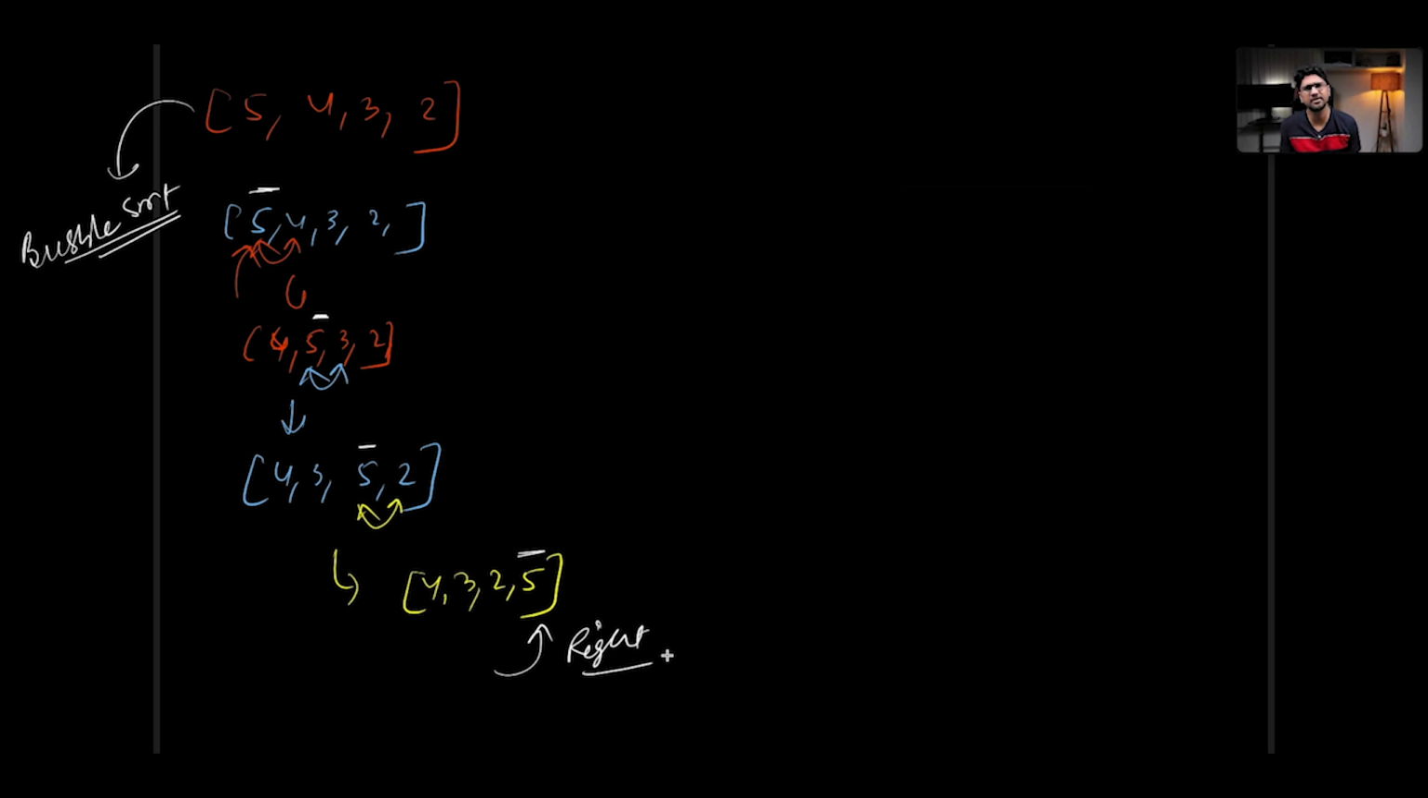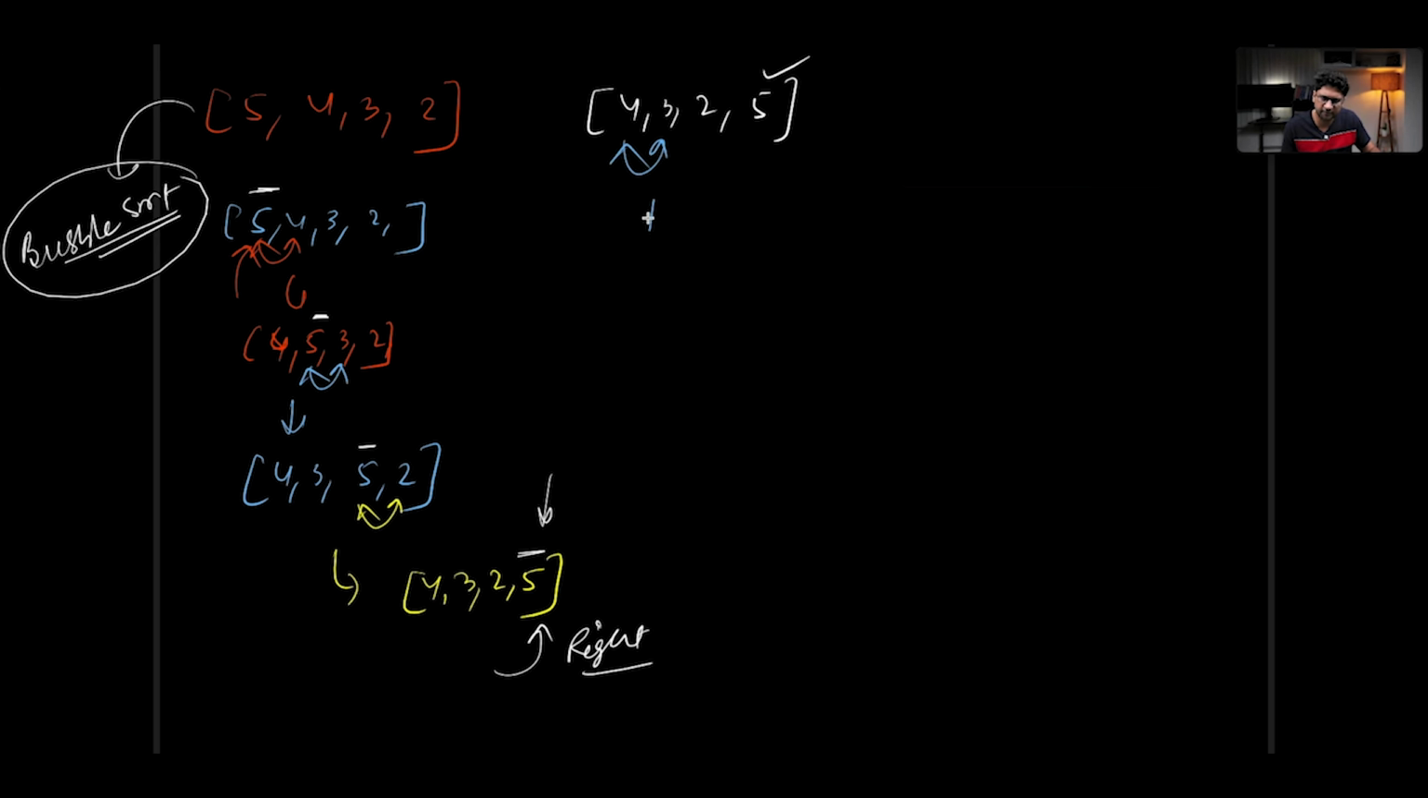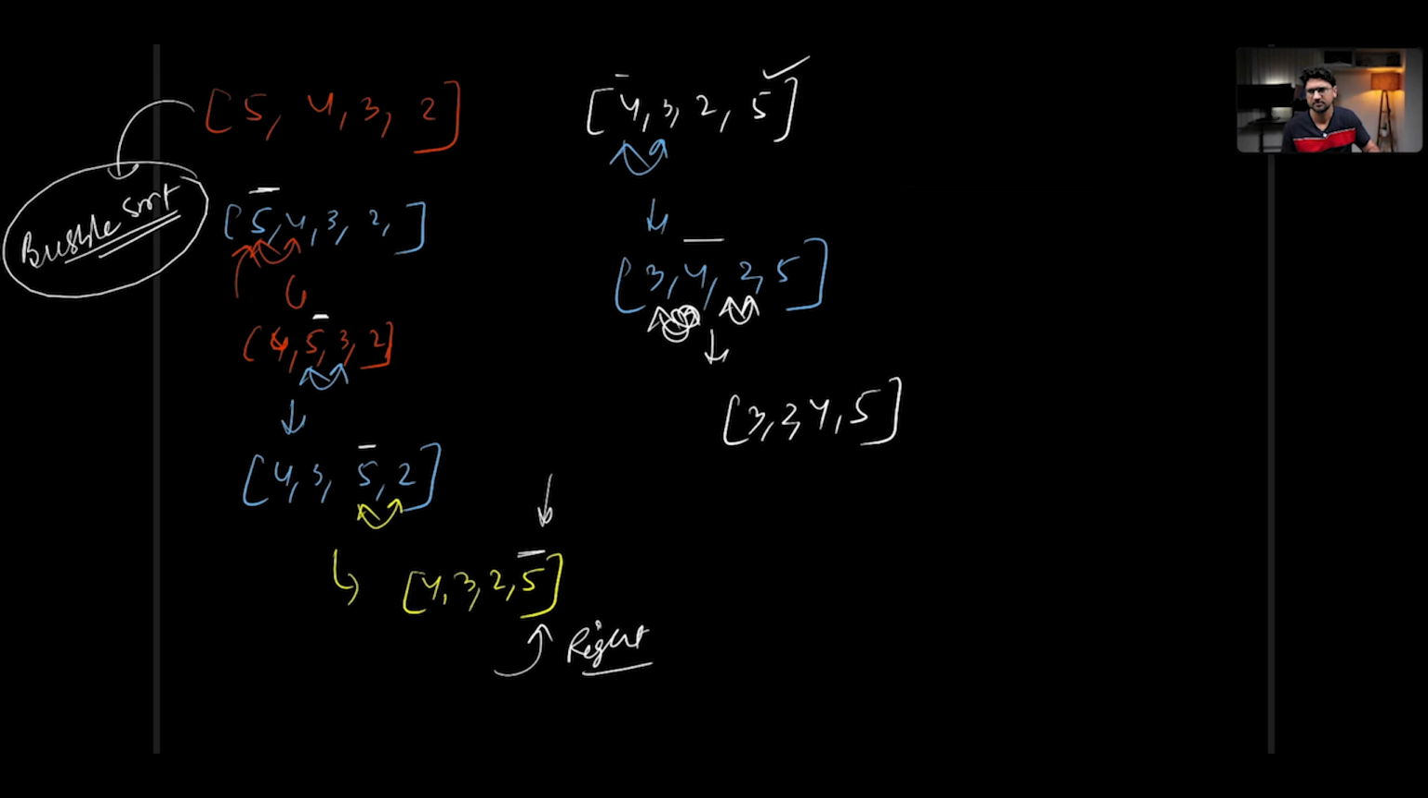That's why I'm saying the larger element is getting bubbled to the right. Now this is fixed. Now I'm left with 4, 3, 2 and 5, and I know that 5 is at the right position. I again start from 4 and 3 and compare them. 3 comes here, 4 comes here: 3, 4, 2, 5. Here 4 is again moving to the right, like bubbling. Then I compare 4 and 2. It becomes 3, 2, 4, 5. So now 4 is also in the correct position, and 5 is also in the correct position.